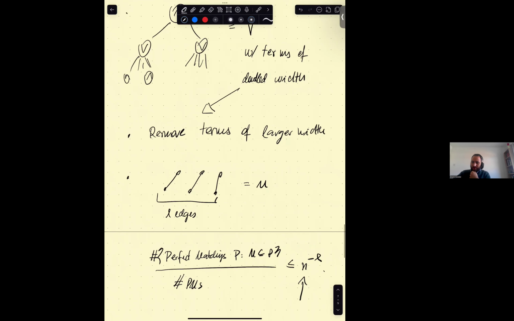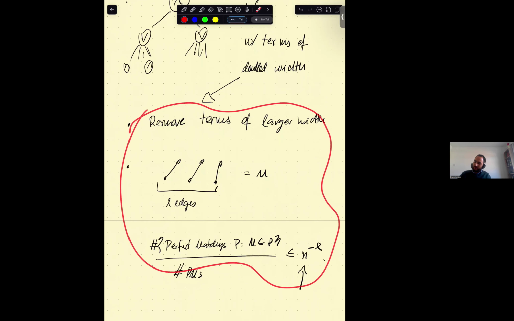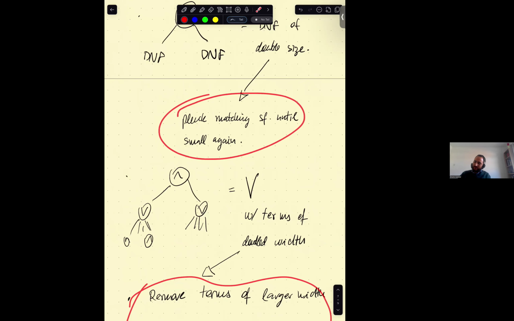So these are really the only two approximation steps: removing terms of large width and plucking matching sunflowers.